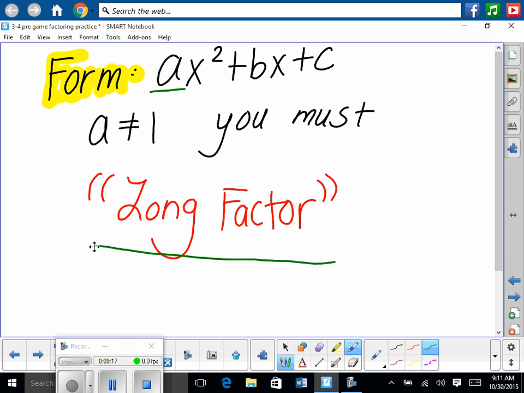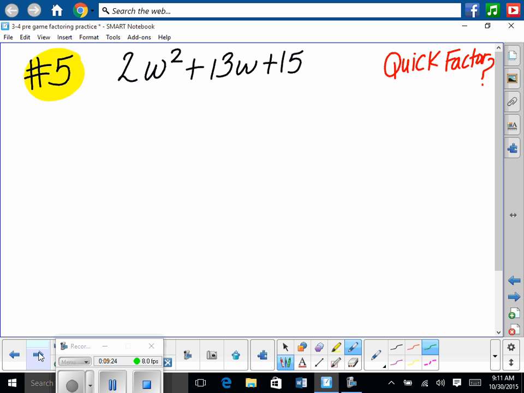But really, when we get better and better at this, long factoring won't take super long. So let's go through this. Number 5, I'm going to do number 5 with you. All my examples, I think from here on out, are from your worksheet, so that's good. Number 5 is 2w squared plus 13w plus 15.